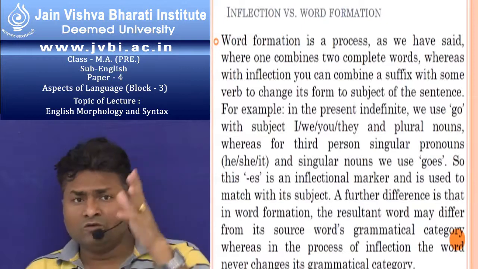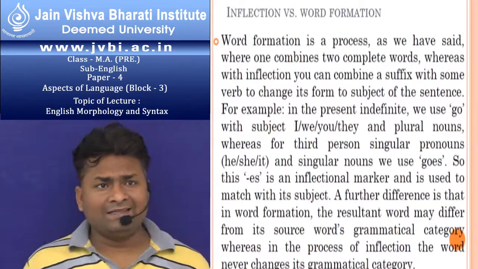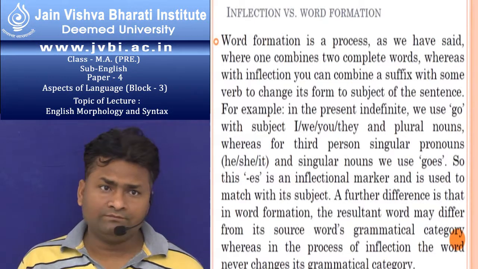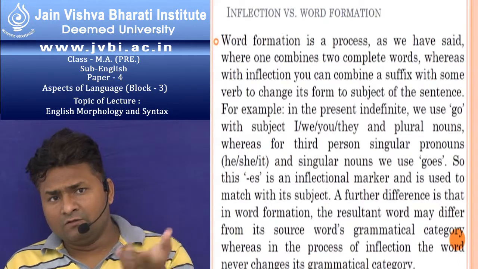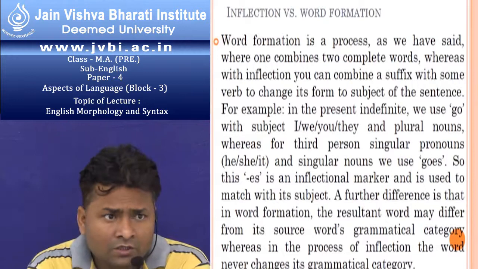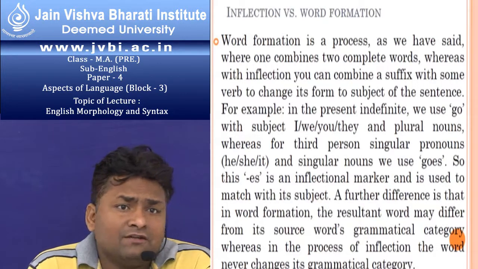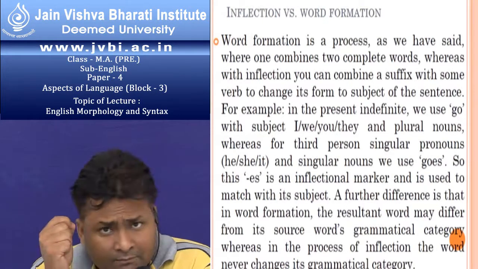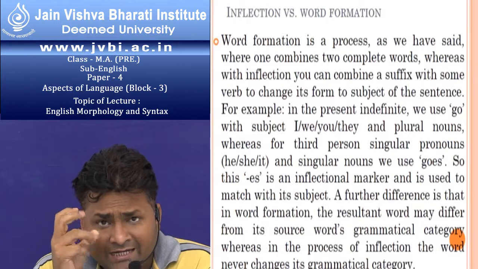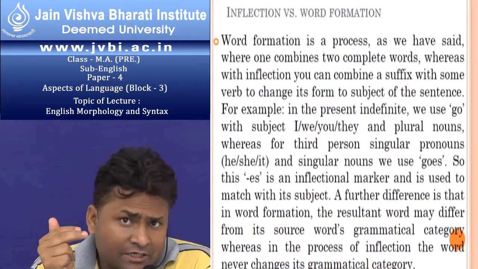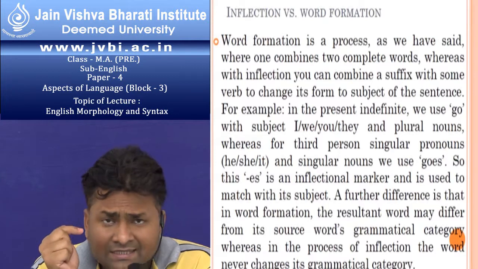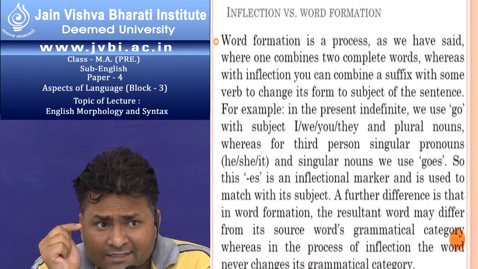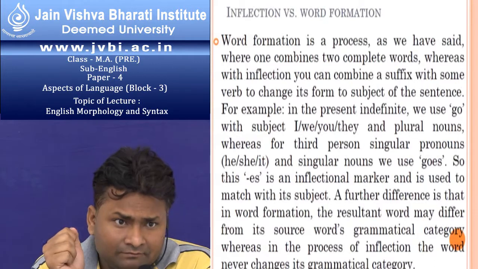That is very clear. I think you will not have any difficulty in understanding that. You see, in the present indefinite case, when the subject is plural, we use go. And when the subject is singular or the singular nouns are there, we use goes. So this ES is an inflectional marker and is used to match with its subject. It's a very important information, my dear friends. Here we are making a distinction. What is this ES? This is an inflectional marker, and this is used to match with its subject.